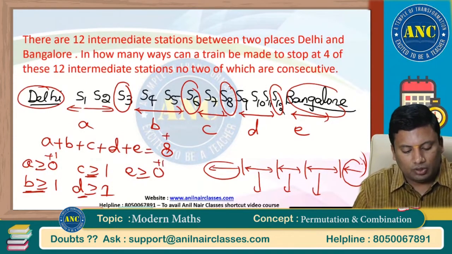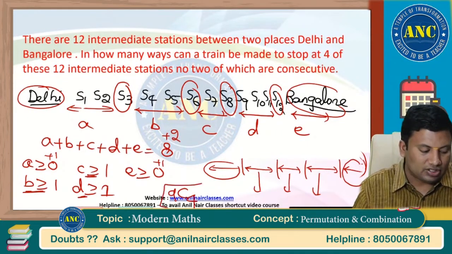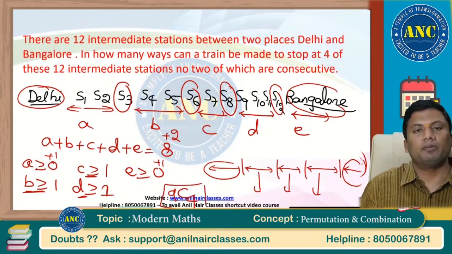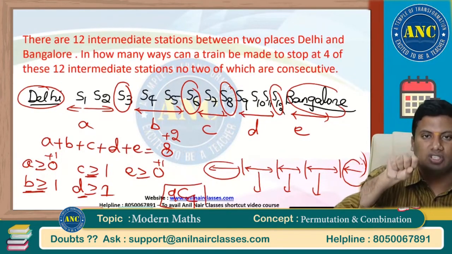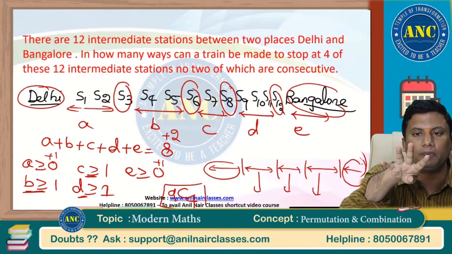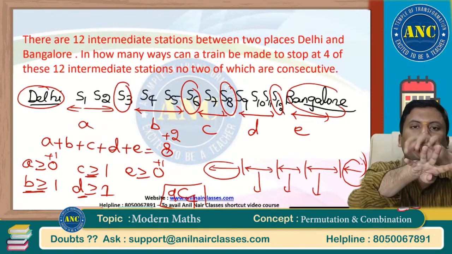8 plus 2, it is 10. Answer is nothing but 9C4. Out of 12 stations, I have to pick 4 stations. If this is 4, this could be the first station, this could be the last station.